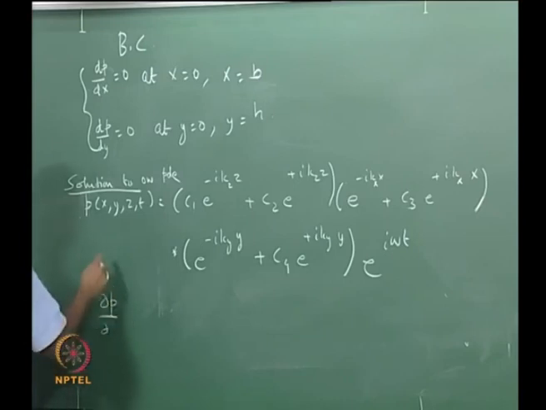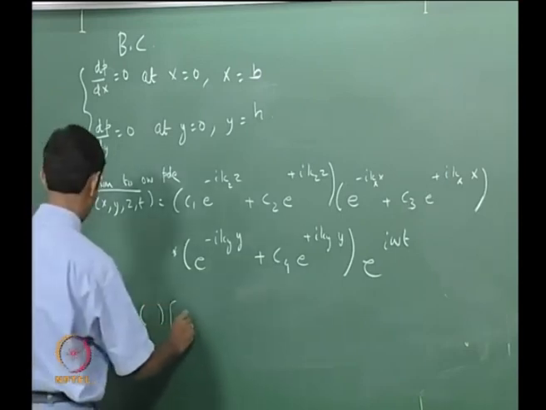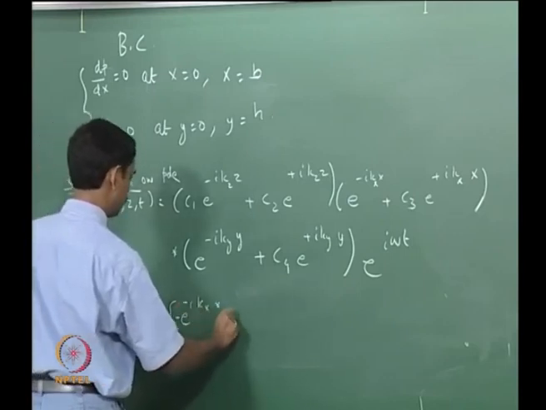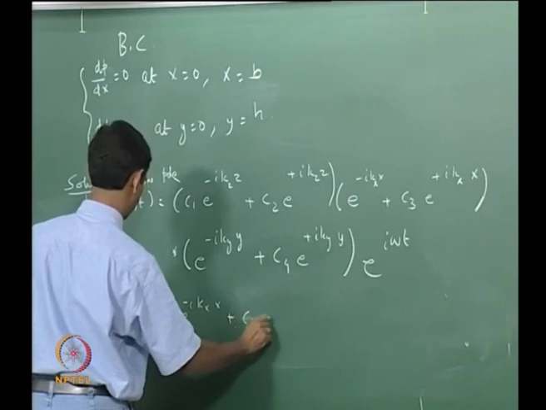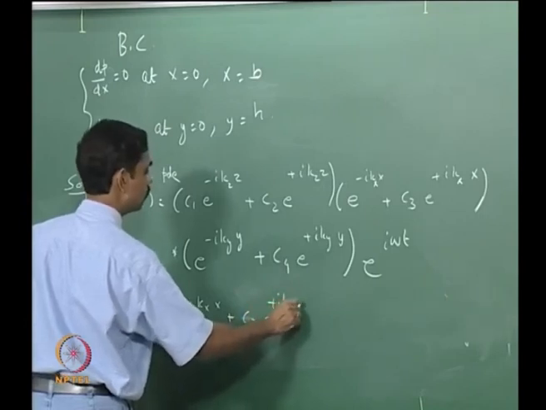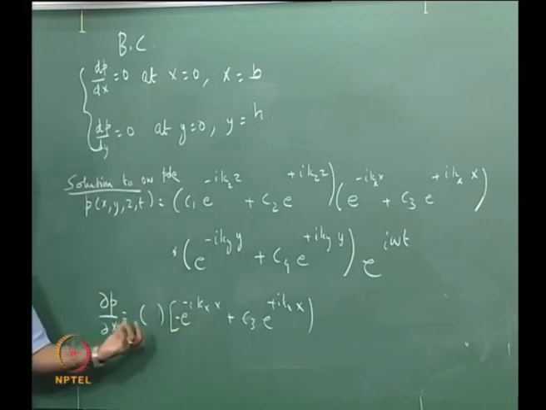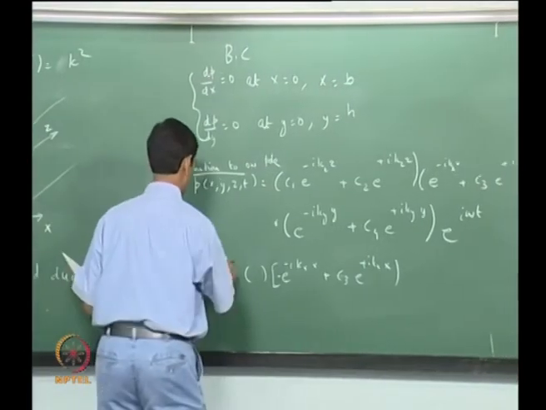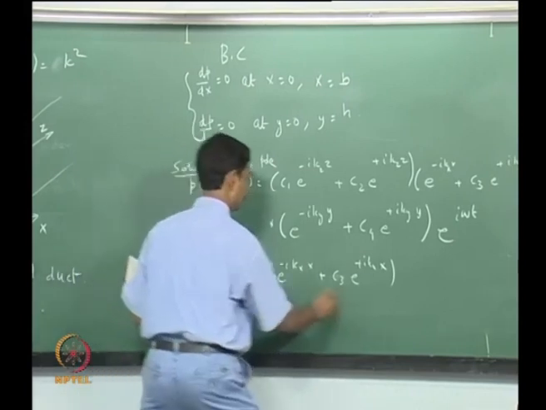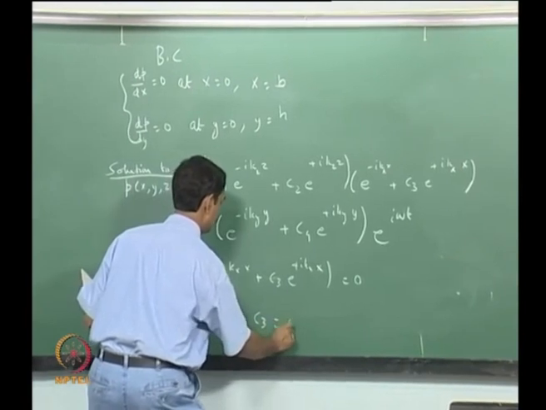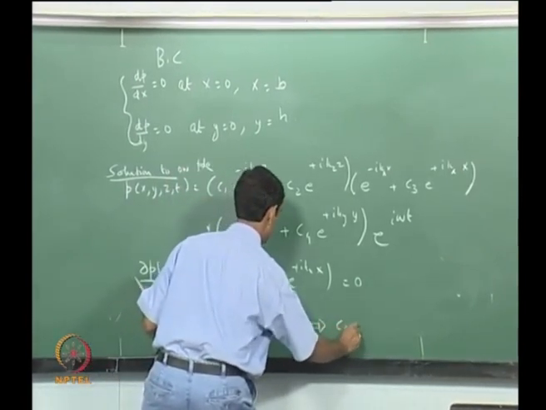So, if you evaluate dou p by dou x, it will go like some constant times e power I k x x plus, I am writing only the x term and clubbing everything else into some bracket here. Now, if this is 0 at x equal to 0, that would mean that minus 1 plus C3 equal to 0, which will mean C3 equal to 1.